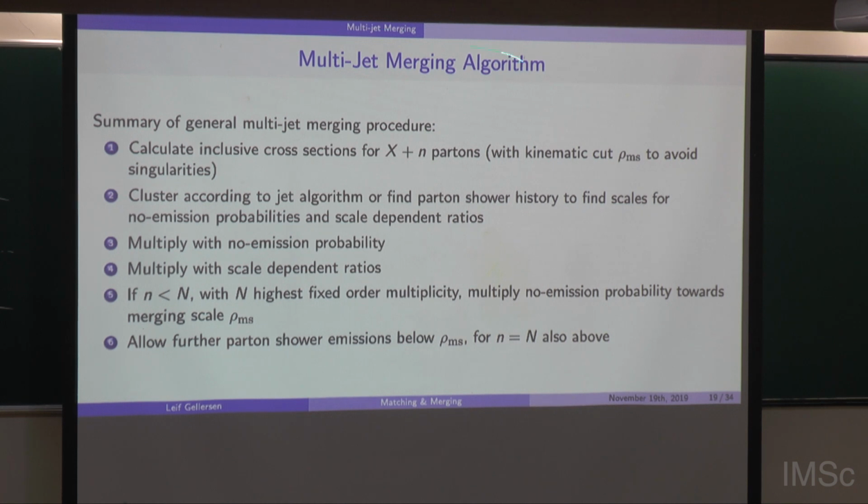So just to summarize how the multijet merging algorithm in general would work. In the first step, you would calculate the inclusive cross-sections for some process of interest, plus n partons, with some kinematic cut on it to regulate the divergences in the matrix element generation. Then you would cluster according to a jet algorithm or by finding the Parton shower history, to get the scales that you need for no emission probabilities and scale-dependent ratios. And then in the next step, you apply these ratios and the no emission probabilities using the scales that you found. And if you are not at the maximum multiplicity of the matrix elements you include, you would also attach a no emission probability all the way down to the merging scale. At the highest multiplicity sample, you would allow the Parton shower above the cut to also radiate further.